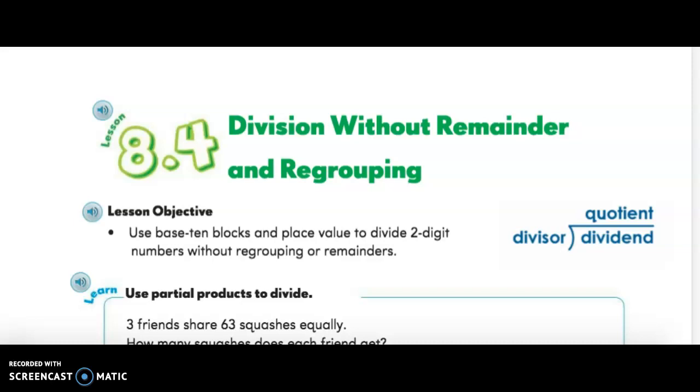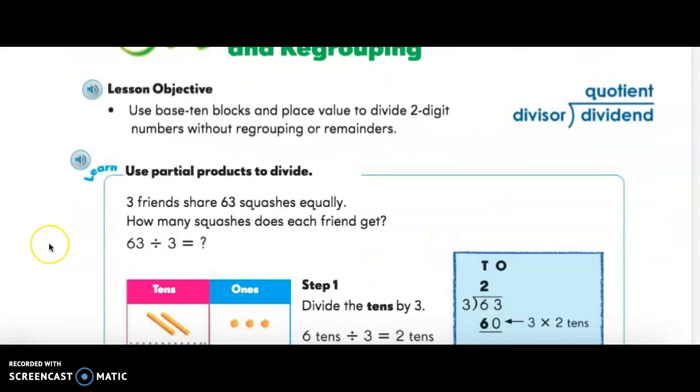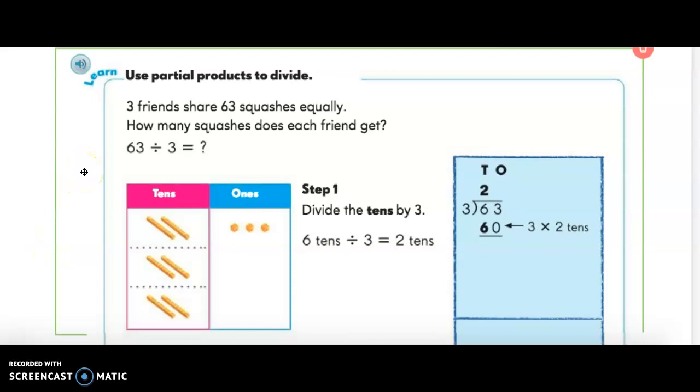So this is 8.4, division without a remainder and regrouping. As always, we are starting small. I just wanted to go over this area, which was in a previous slide. This is just the different parts of a division problem. Now we talked about the quotient before. That's the answer of a division problem. The divisor is how many groups you are making, and the dividend is the total that you're dividing up. So we're going to be looking at how to do long division today.